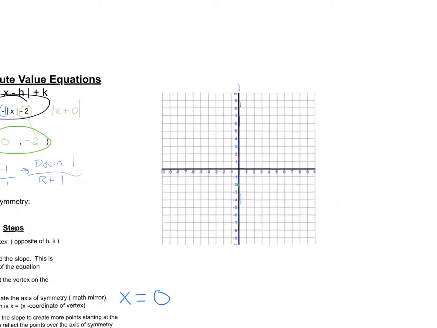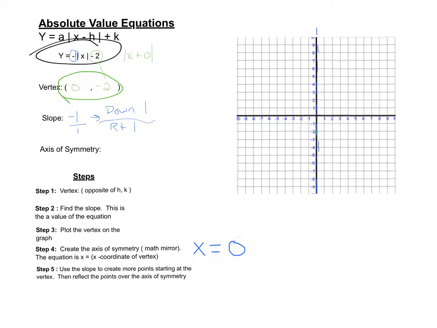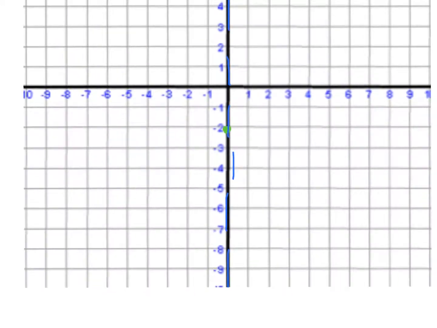Now, let's go back. We know that my slope says we're going to go down one, right one from the vertex location. Okay? So let's do this. We're going to go down one, right one. Make a point. Down one, right one. Like so.